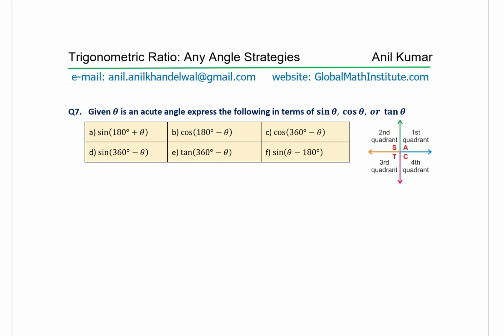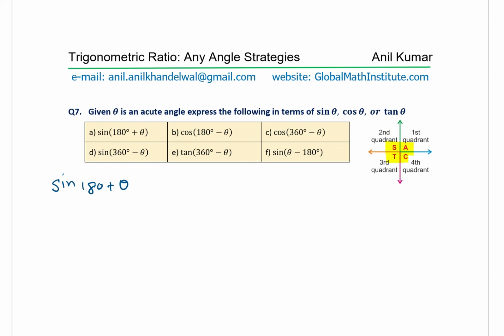Now, almost at the end, this is the last question for you. Question number 7 is kind of a review. Given theta is an acute angle, express the following in terms of sine theta, cos theta, or tan theta. So basically, you need to use the cast rule and the reference angle. So let's begin with the very first one, which is sine of 180 plus theta.